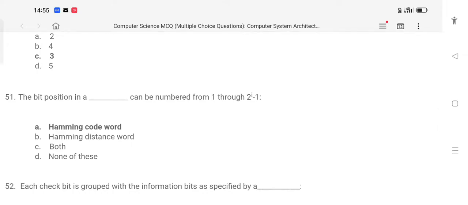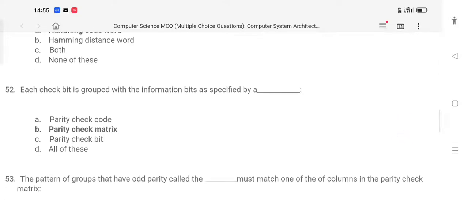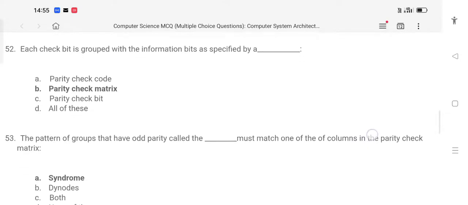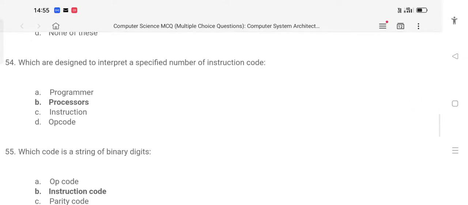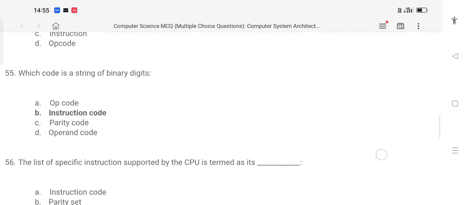The bit positions in a Hamming code word can be numbered 1 through 2^i minus 1. Each check bit is grouped with the information bits as specified by a parity check matrix. The pattern of groups that have bad parity, called the syndrome, must match one of the columns in the parity check matrix. Which are designed to be interpreted as a specified number of instruction codes; the processor code is a string of binary digits.